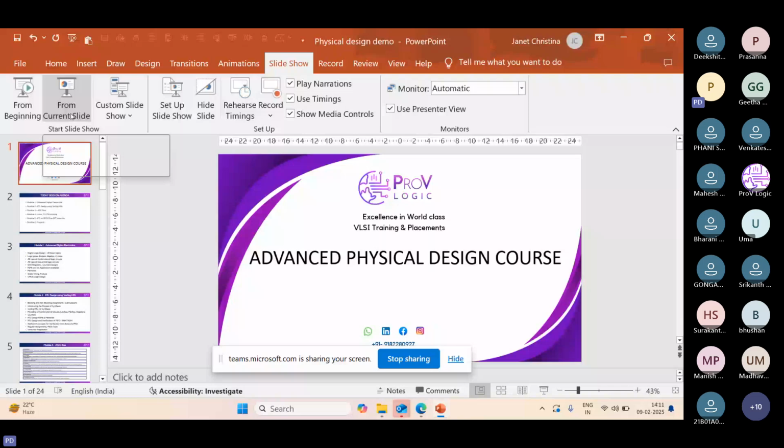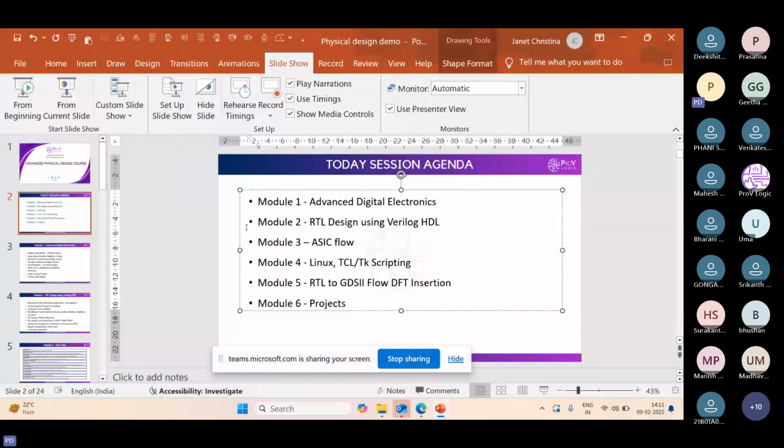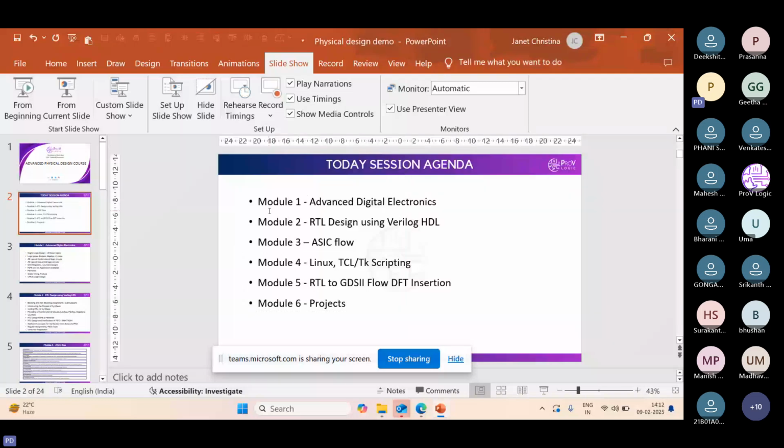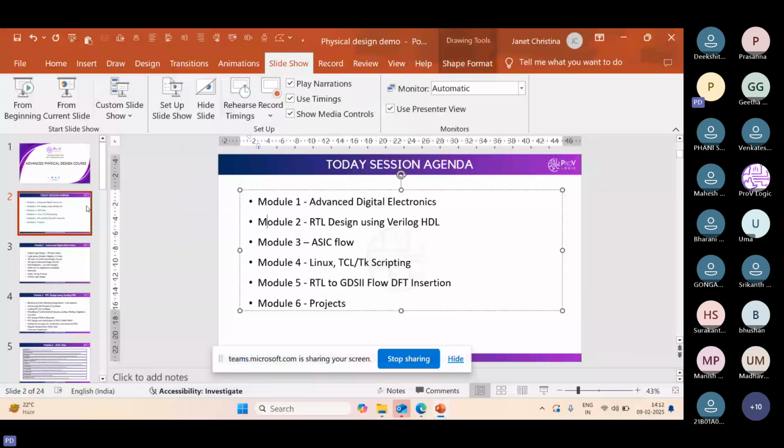In this session, there are 5 modules in your advanced physical design course that we are going to start. What I have planned is I will give an introduction about the VLSI industry and what we will be teaching in each module of this course. That's how I have structured this PPT. Whenever you have any doubts, please stop me and ask.